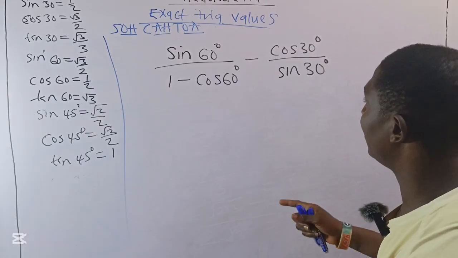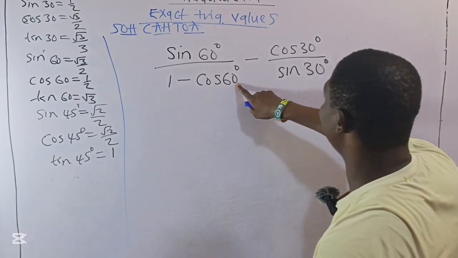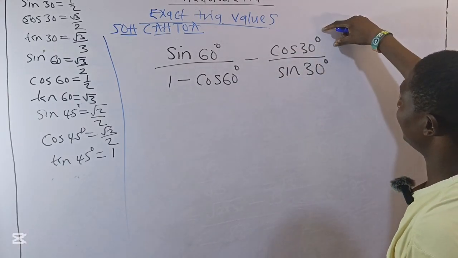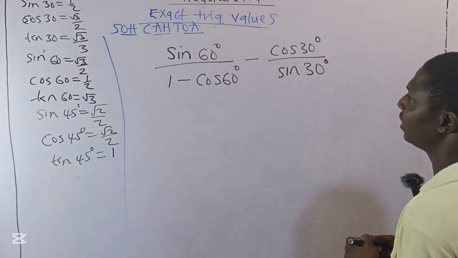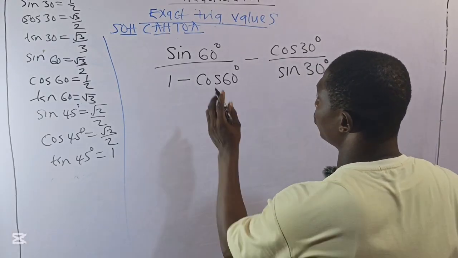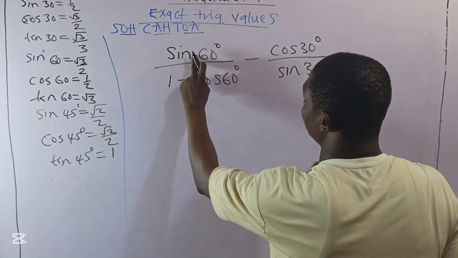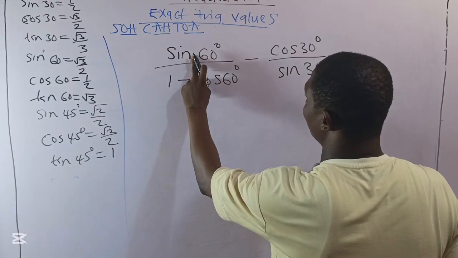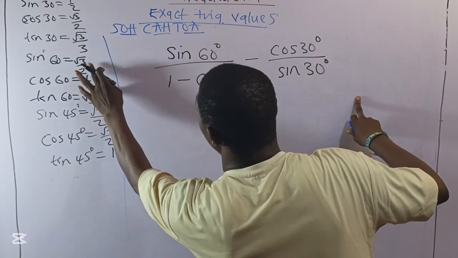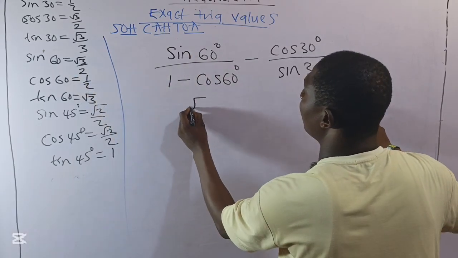We have sine 60 degree all over 1 minus cos 60 degree, minus cos 30 degree all over sine 30 degree. Our sine 60 degree is simply what? Root 3 over 2. Take note. So we have our root 3.